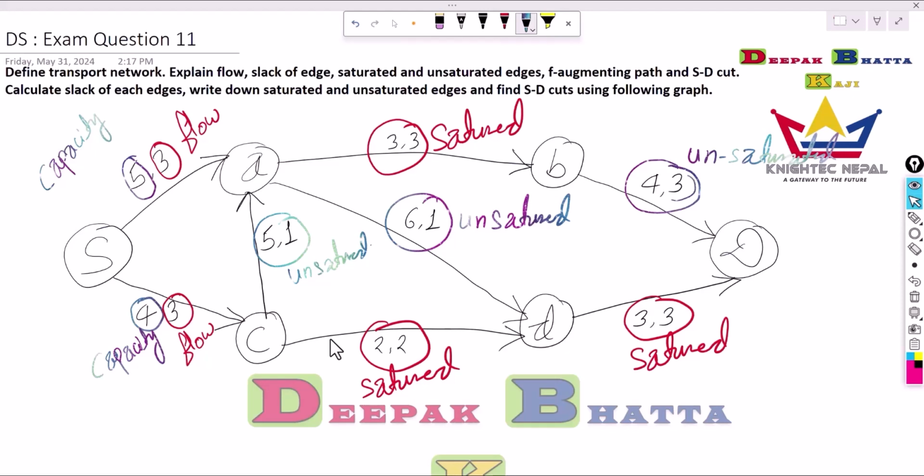Likewise, if I move from S to C to D, my bottleneck capacity will be 2. So this flow is 2. So I can flow the minimum from S to C, C to D and D to the destination, or this is the sink, right? So you will find the augmenting path from the source to the destination, from S to D.